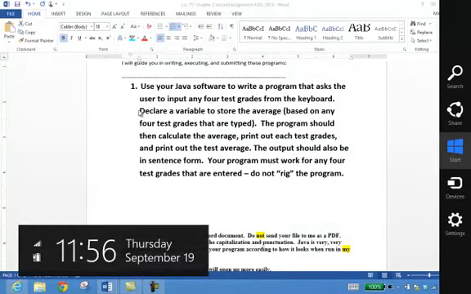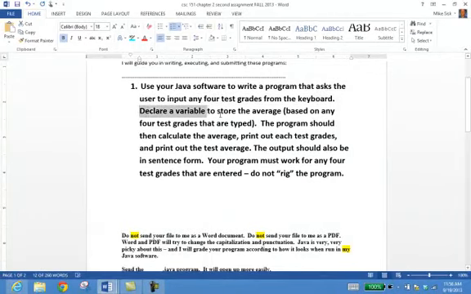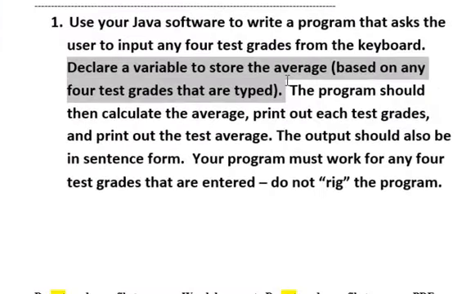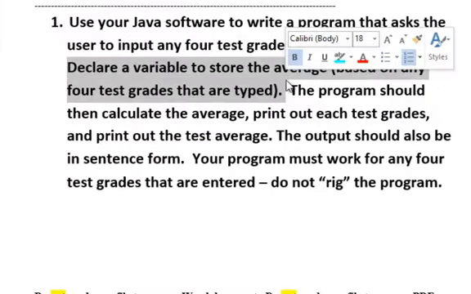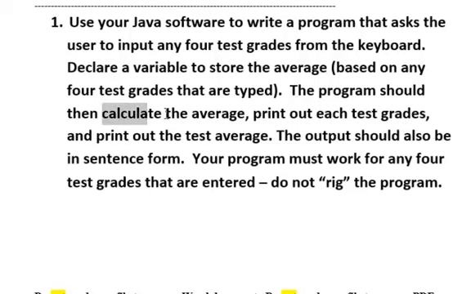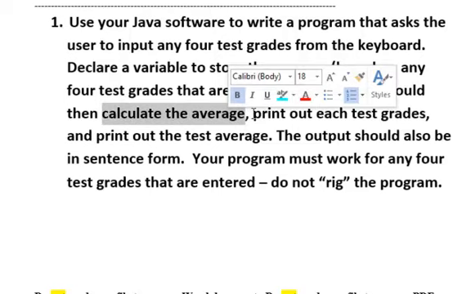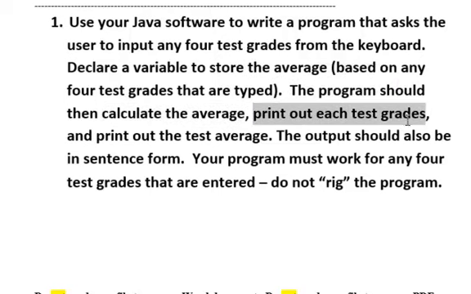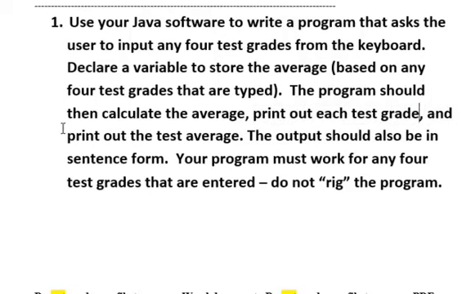Declare a variable, which you have to do in programming, to store the average based on any 4 test grades that are typed in. So don't you pick 80, 80, 90, 90, and say, hey, the average is 85, and print that out. You have to make it work for any program, and that's where this input statement will help out. The program should calculate the average. There you go. Print out each test grade, and I should have said grade there instead of grade. Sorry about that. I'll go ahead and change that now. And then print out the test average.